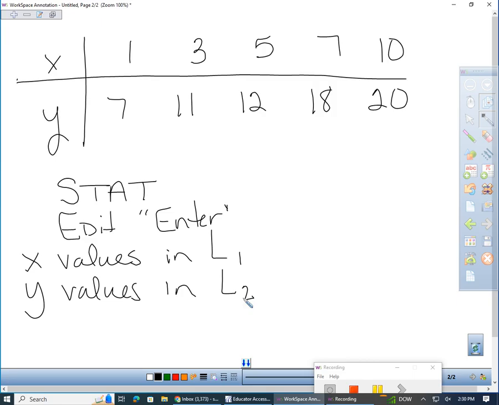Yeah, you're putting them in here. So go ahead, hit clear. Okay, go over to this one. Go up, hit clear and enter for me.